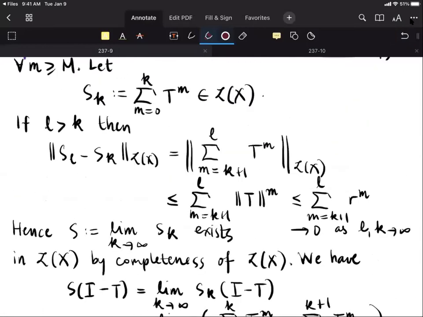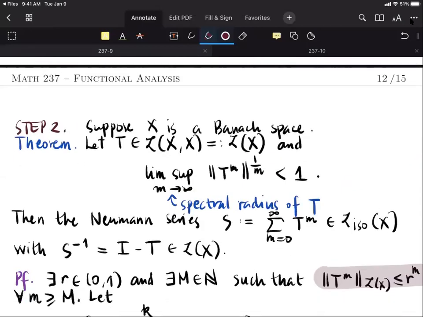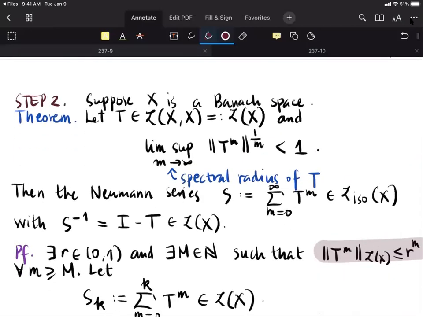So again, if the spectral radius of your operator is less than 1, then it follows immediately that the Neumann series S here is invertible, and you can in fact determine the inverse by the identity operator minus the operator T.